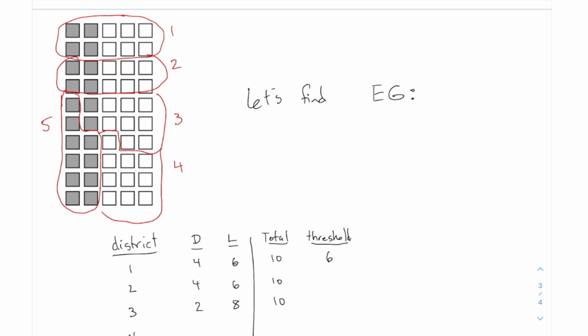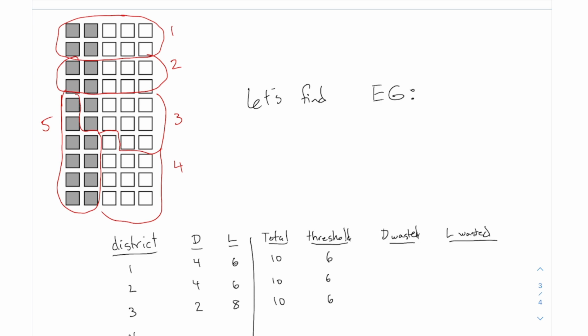If the total was even, you go half and then plus 1. If the total was odd, you go half and then round it up, right? And it's the same in every district. This is kind of a simple example because all the districts are exactly the same size, so the thresholds are always the same. All right? And then we're going to count. Actually, here's the important part: I'm going to call these D wasted and L wasted.